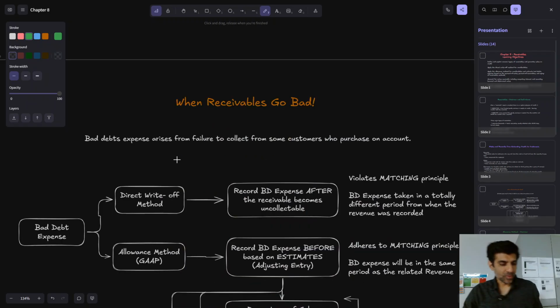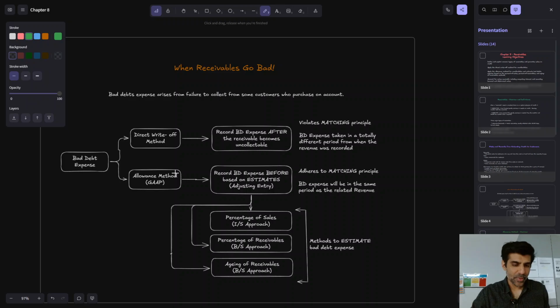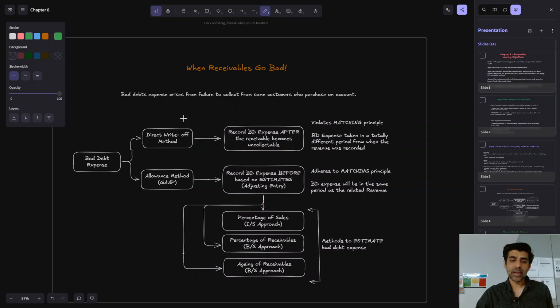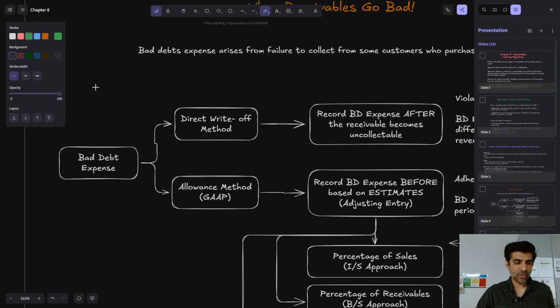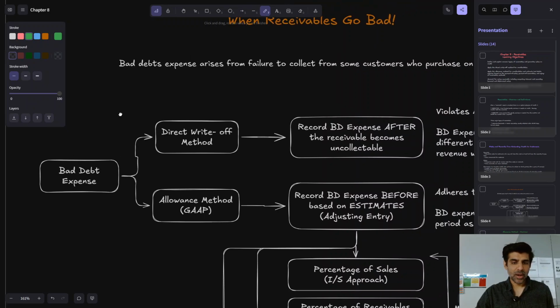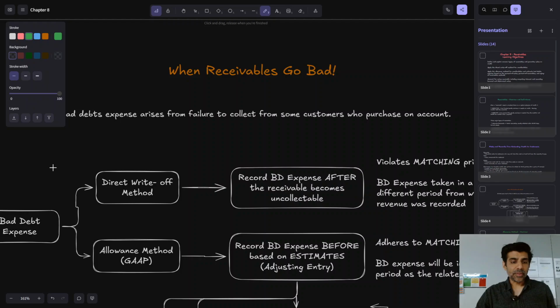Okay, so I would say this slide is maybe the most important slide, or it summarizes the main topic in this chapter, which is how to deal with bad debt. Okay, how to deal with receivables that are not going to be collectible. So we'll talk about how this tree branches off, but I would pay special attention to this. So when receivables go bad, what do we do about that?